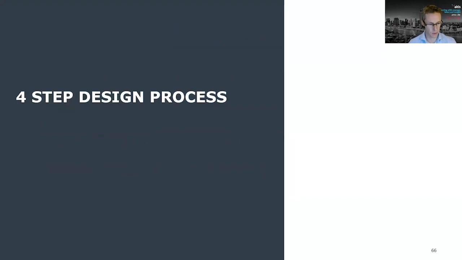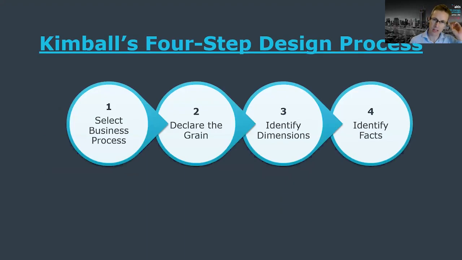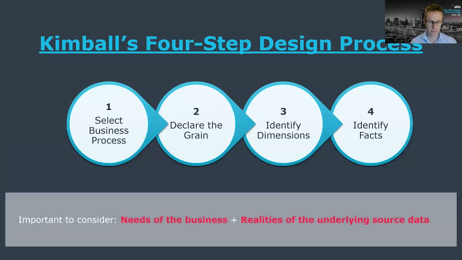So the next thing I want to move on to is our 4-step design process. This is Kimball's 4-step design process, the 4 steps you should take when it comes to designing your dimensional model. The first one, most important one, is select your business process: speak to the business, understand the business process so you model it accordingly. Secondly, we declare the grain, we then identify our dimensions, and then finally we identify our facts.